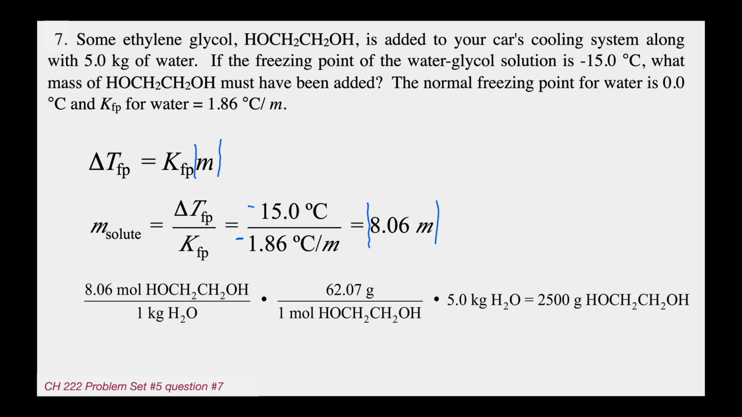So if you put 2.5 kilograms or 2,500 grams of ethylene glycol in with 5 kilograms of water, the freezing point of your solution will be at -15. And if you live in a really cold place, this is good. You don't want to have a cracked radiator or something like that. So it can be a really cool thing to know.